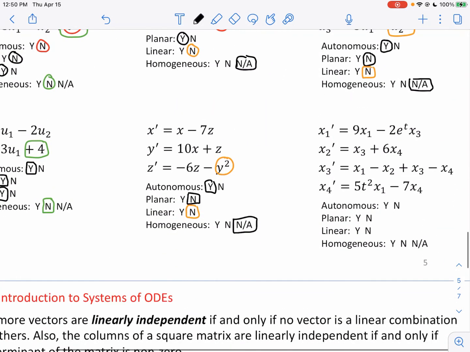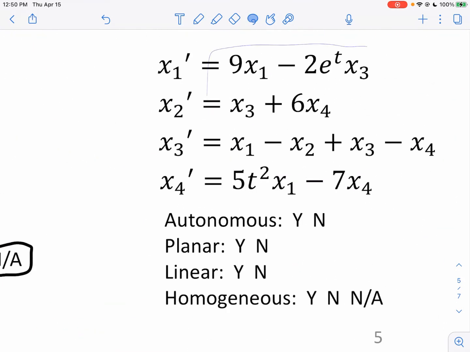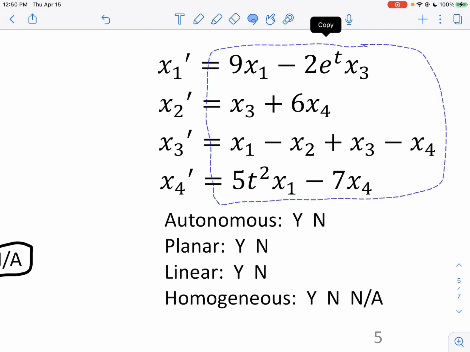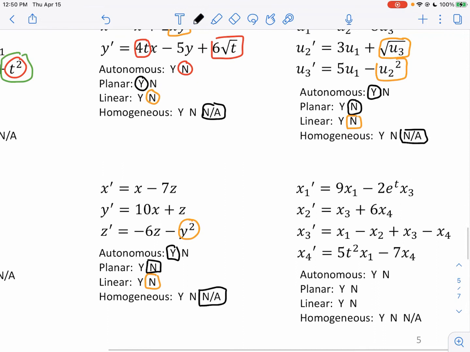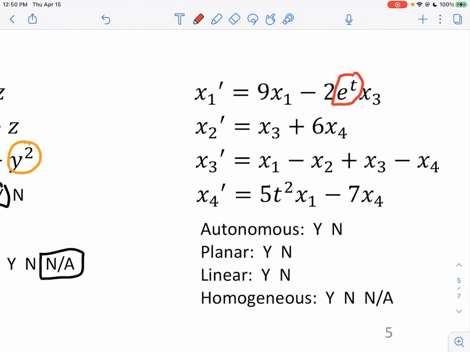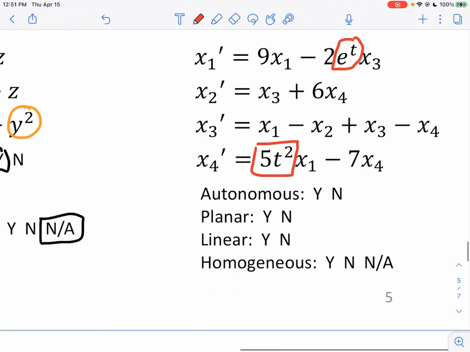And let's look at this last one now. Looking to the right, do you see any functions of t? Well, I see a few. So we're using red for the autonomy. Let me go back to red. This e to the t expression, also I see a 5t squared right here. We do see some explicit functions of the independent variable, so it's not autonomous.